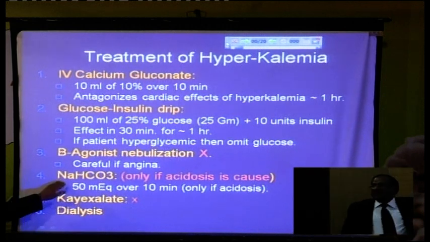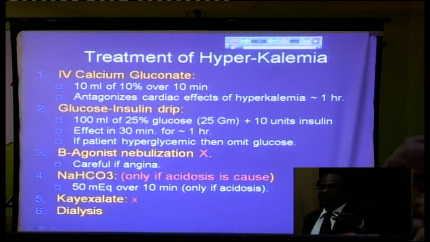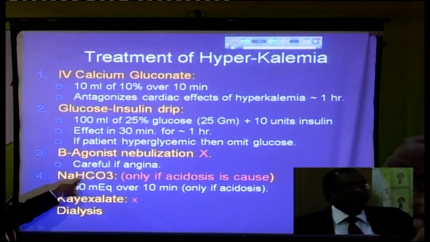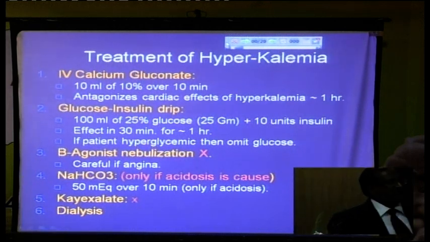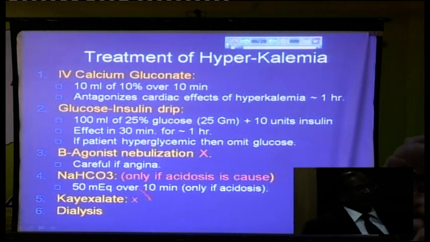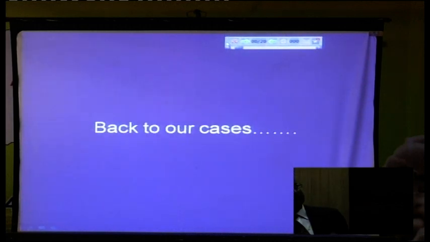Soda bicarb again is not a planned treatment for hyperkalemia. Only hyperkalemia associated with acidosis you give soda bicarb. If there is no acidosis, then you do not treat with soda bicarb. It's harmful. In OPD practice you can use diuretics, in the ICU you go straight to dialysis. And of course you treat the cause.